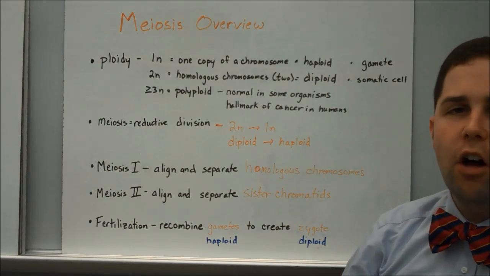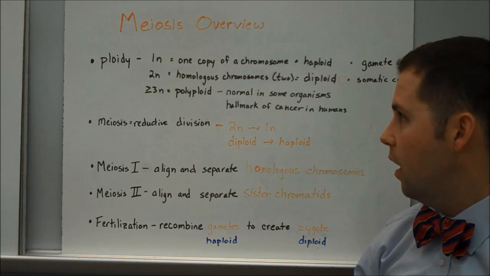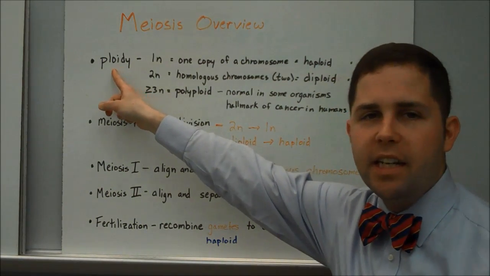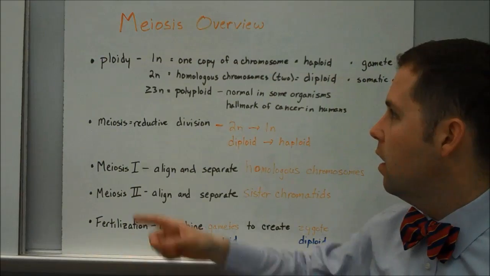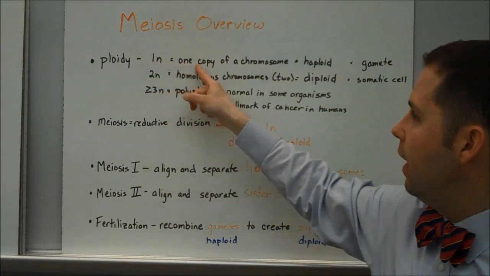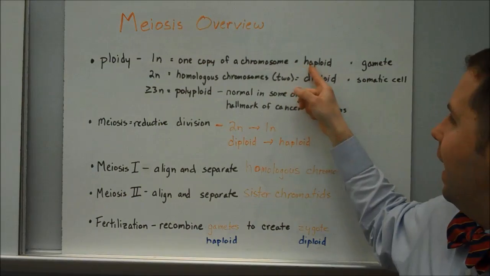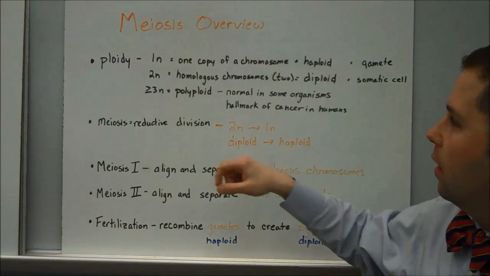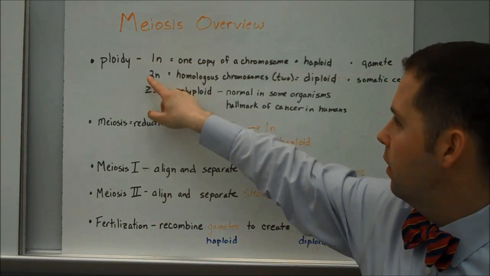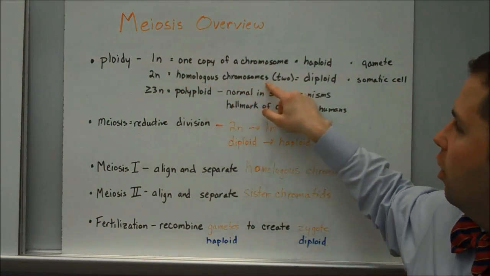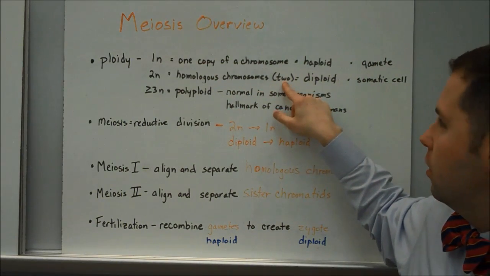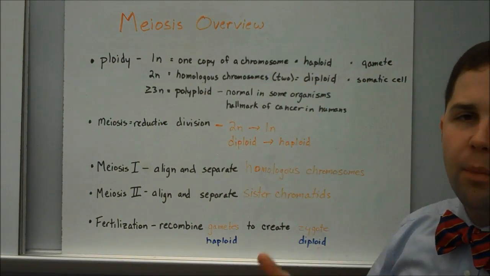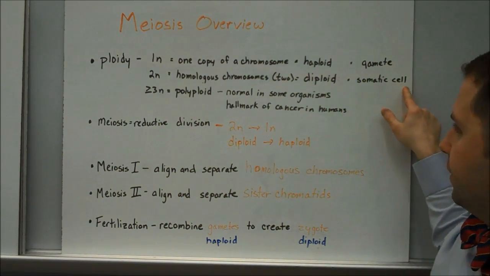So to give you a final overview of what we've talked about for meiosis, an important term we learned is ploidy. Ploidy relates to the number of chromosomes that are found in the cell. So a 1N cell has 1 copy of a chromosome. That makes it haploid. And we called these haploid cells gametes. A cell that's 2N has sets of homologous chromosomes, so it has 2 copies of chromosomes. And we call those cells diploid. These diploid cells in our bodies are normal, and we call them somatic cells.